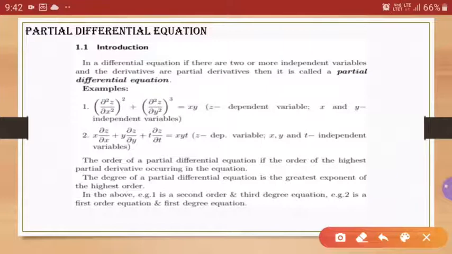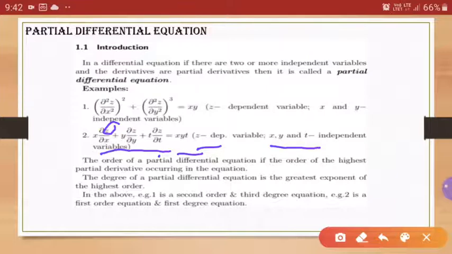Now the second equation is x into del z by del x plus y into del z by del y plus t into del z by del t is equal to xyt. Again, the term in the numerator is the dependent variable and the denominator variables are independent variables. So here z is the dependent variable and x, y and t are three independent variables.